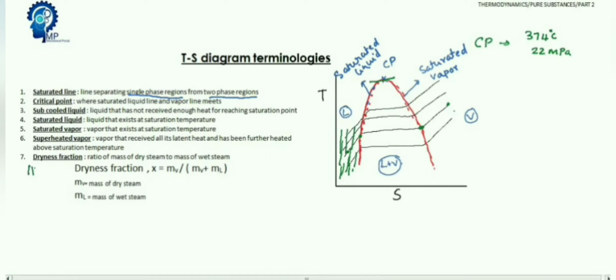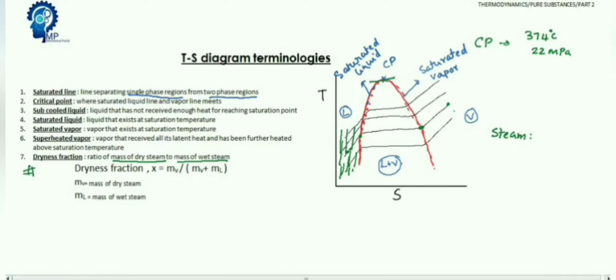Dryness fraction is an important term which we will come across while solving problems in power plant engineering, like the Rankine cycle and reheat cycle. Basically, dryness fraction is defined as the ratio of the mass of dry steam to the mass of wet steam. It is denoted by x and is mathematically given as mv by mv plus ml, where mv is the mass of dry steam and ml is the mass of liquid in the wet steam.